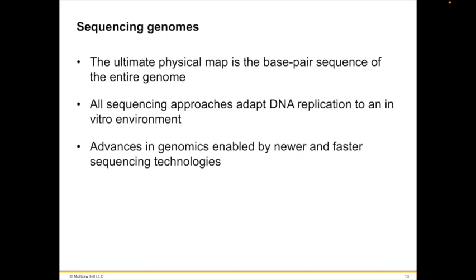Sequencing genomes. The ultimate physical map is the base pair sequence of the entire genome. All sequencing approaches adapt DNA replication to an in vitro environment. Advances in genomics are enabled by newer and faster sequencing technologies.